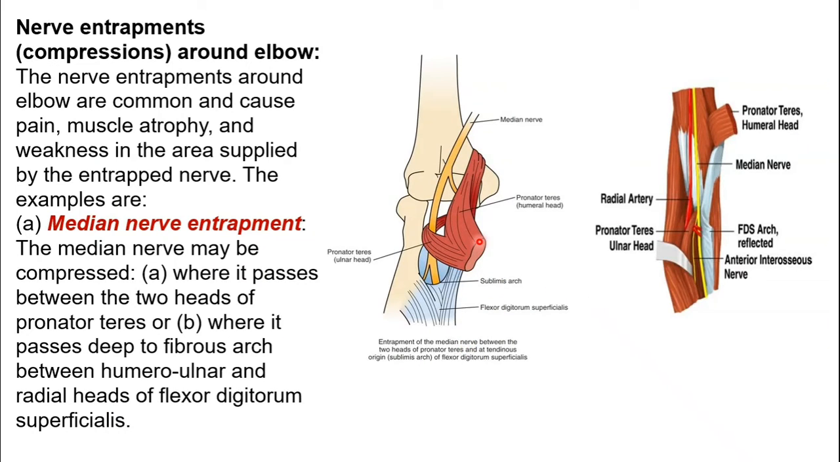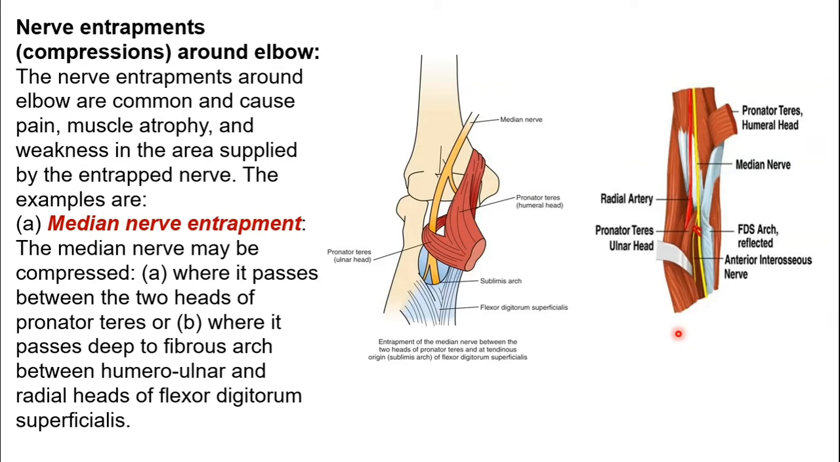Now the nerve entrapment and compression around the elbow joint. This is the median nerve, which passes between the two heads of the pronator teres. So when there is any inflammation or atrophy of this muscle, it also causes compression of this nerve. The median nerve can compress between the two heads of the pronator teres. On the other side, this is the flexor digitorum superficialis, the reflected part, which is cut and shown. Below this is the median nerve, so the median nerve can also compress below the flexor digitorum superficialis.